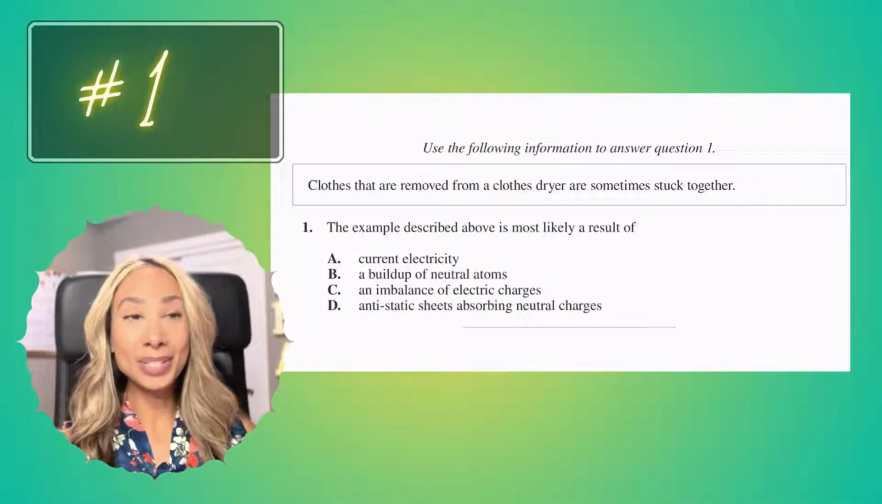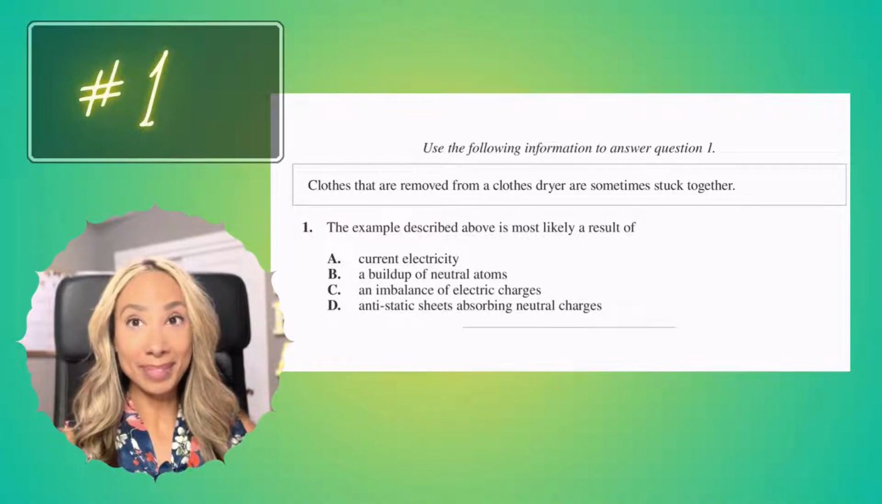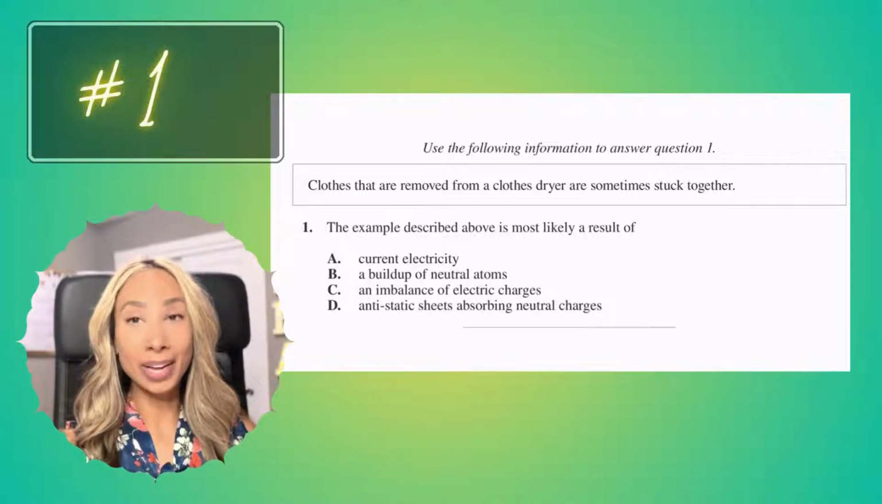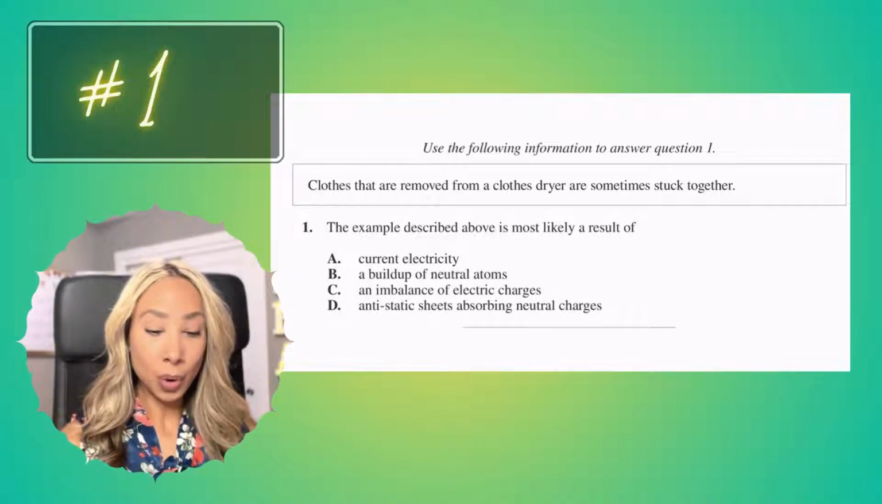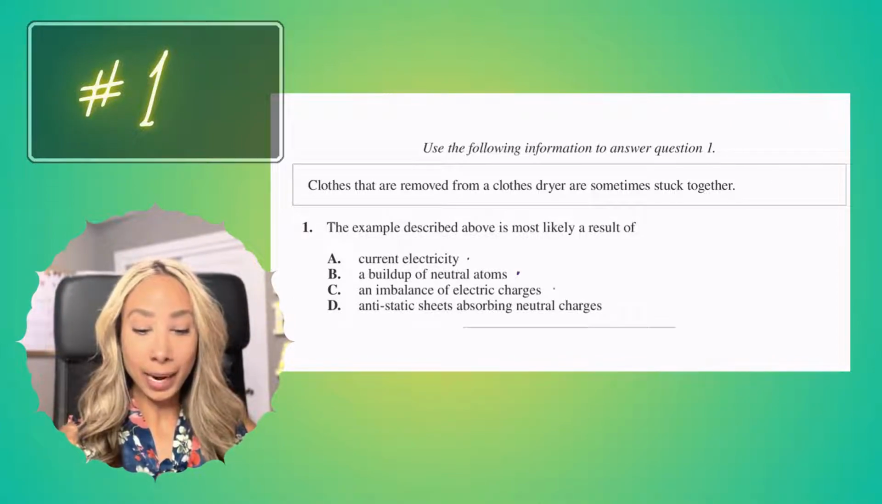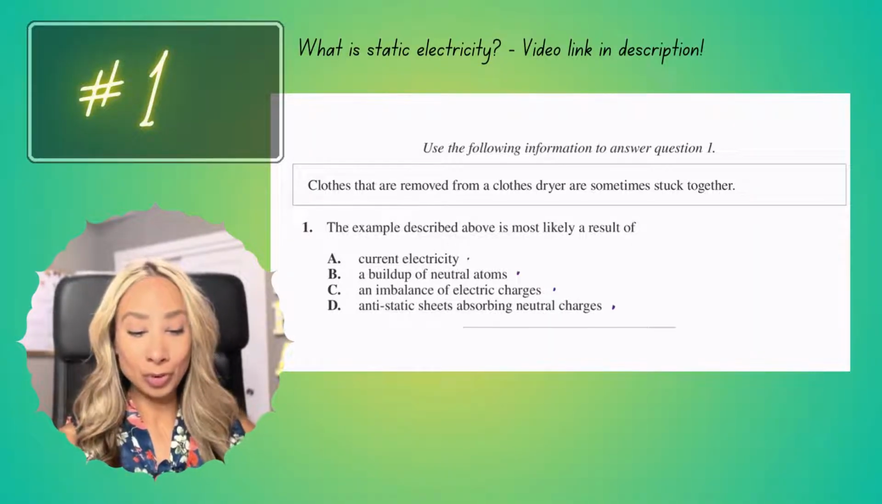Okay, number 1. It says here, clothes that are removed from a clothes dryer are sometimes stuck together. The example described above is most likely a result of the following: current electricity, build-up of neutral atoms, an imbalance of electrical charges, anti-static sheets absorbing neutral charges.